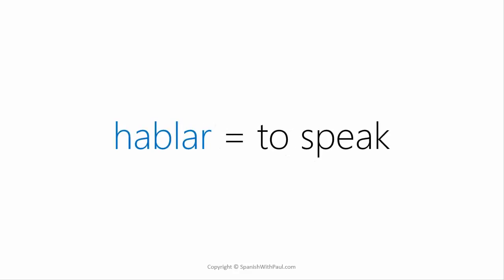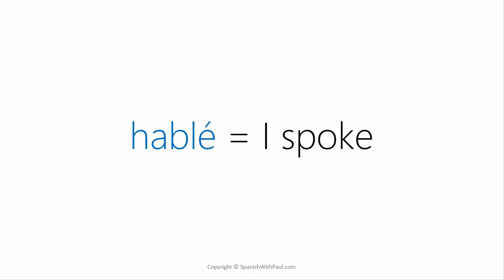Our first example verb is going to be hablar, which is to speak. Now the simple past would be I spoke. So we take hablar and we cross out this ending, this AR ending, and we replace it with an E with an accent over the top. So we get hablé. It's very important that in the simple past, you hit the ending with the accent. So we have hablé for I spoke. Here it is written out, hablé, I spoke.